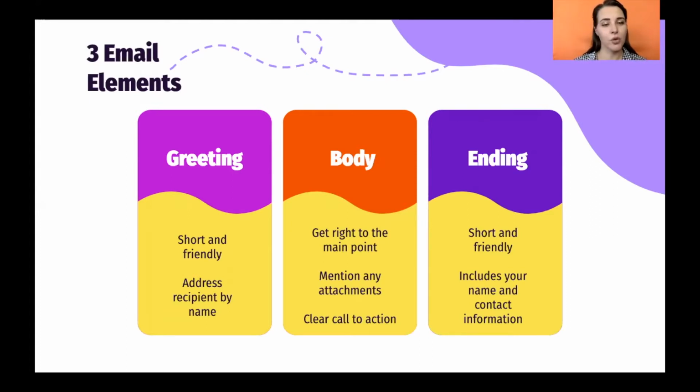A greeting, it's short and friendly. You address the recipient by name. The body is where you get right to the main point, you mention any attachments, and you give them a clear call to action. You let them know specifically what you need them to do for you. And then finally, your ending. It's short and friendly, and it includes your name and your contact information. So let's talk more in depth about what each of these parts looks like.